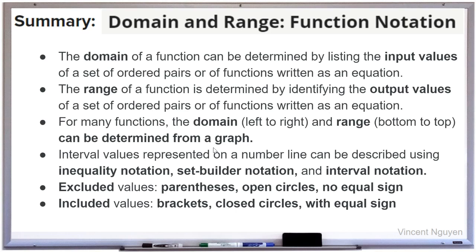Okay. Interval values represented on the number line or the graph or the axis can be described using inequality notation, set builder notation, and interval notation. Those are the three notations we have seen. Also remind yourself to use parentheses, open circles, or no equal sign to indicate exclusion. That means you don't include those values. And we use brackets, closed circles, and the equal sign to indicate that we do include the values. Okay, so these are some of the main points that we touched on in this lesson. I hope you guys remember them.